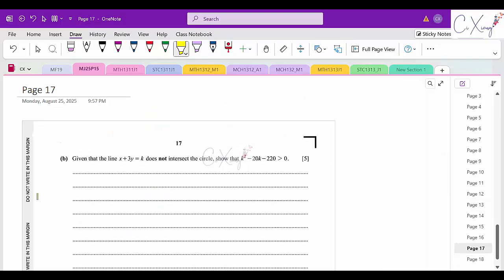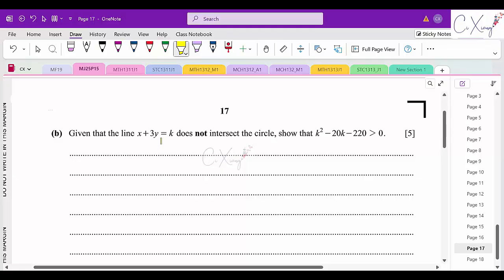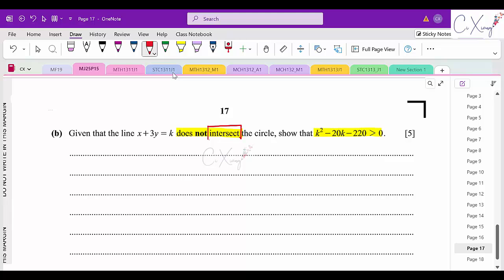Then let's continue to part number B. Now we have the line that does not intersect the circle. Then they want us to show that we get this equation here. Okay, we are still talking about intersection. So try to imagine if you want to find the intersection point between the line and the circle, what should you do? You have to substitute the line into the curve equation, right?